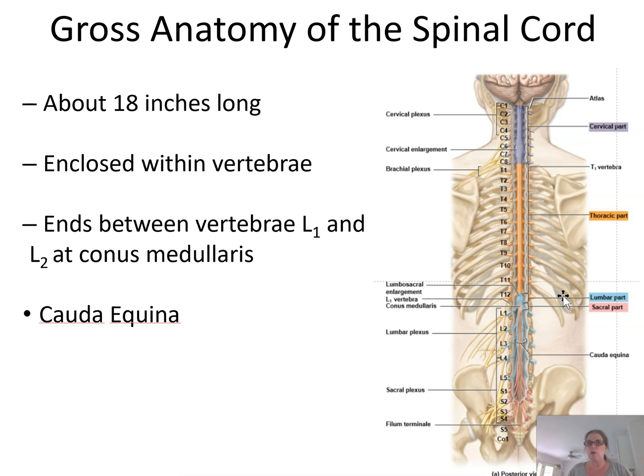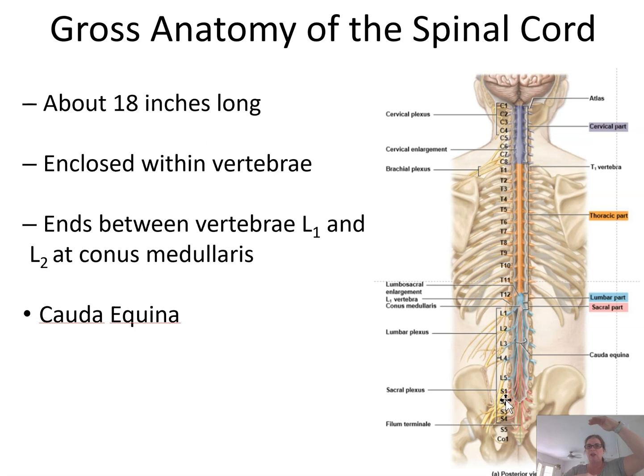Now, if you look at the gross anatomy of the cord, it's about 18 inches long, and you probably know it's enclosed with vertebra. Remember, the vertebra surround and protect it, as well as the cerebral spinal fluid in the meninge. The actual cord, however, ends right around L1, L2 at a structure called the conus medullaris. So that's kind of like the end of the actual thick cord. And then protruding or growing inferior to the cord are all these nerves and these nerve roots.